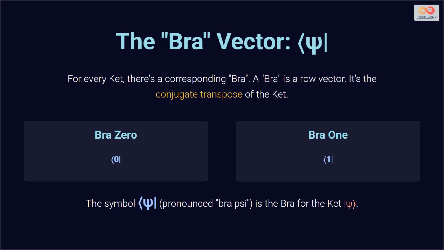Now for the other half, the bra. As you might have guessed, for every ket there's a corresponding bra. A bra is written with an angle bracket, the state's symbol, and a vertical bar. It represents a row vector. Mathematically, it's what we call the conjugate transpose of its matching ket. So we have bra 0 and bra 1, which are the counterparts to ket 0 and ket 1.